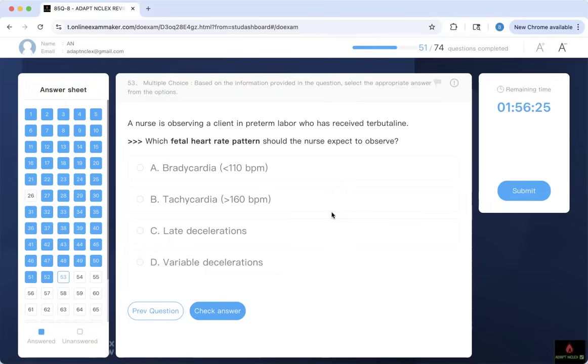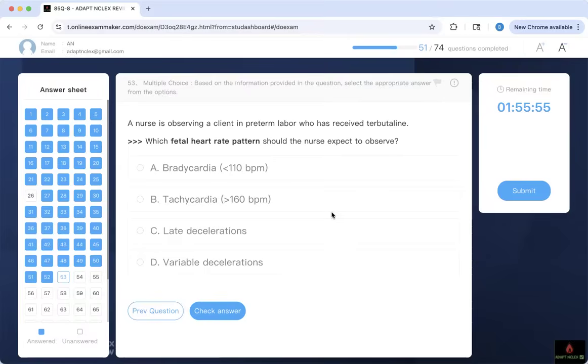Which fetal heart pattern should the nurse expect to observe? A nurse is observing a client in preterm labor who has received terbutaline. Do you see bradycardia, tachycardia, late decel, variable decel? Don't run away. Go for the buzzword. Stop the video, answer it, and I'll help you through.